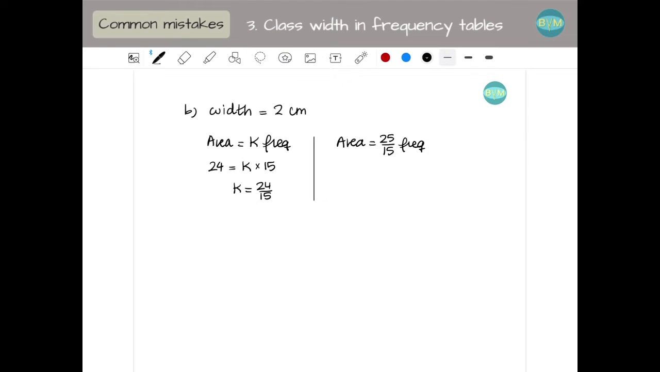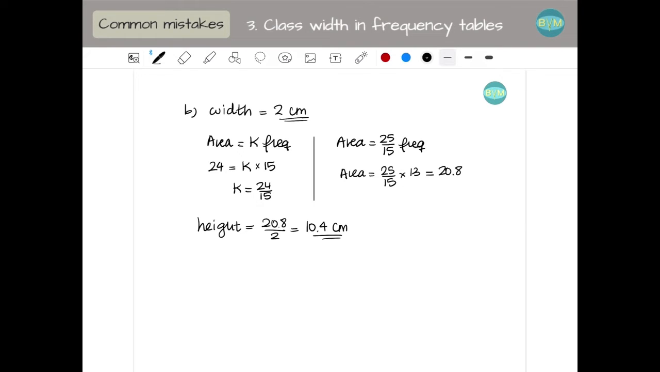13. So the area is going to be 25 over 15 times 13, which is 20.8. That's the area of that second bar, but we know the width, so the height will be the area divided by the width. Because the area is just a rectangle, so height times width. So the height is going to be the 20.8 divided by 2 centimeters, which is 10.4 centimeters. So this is the width, this is the height.